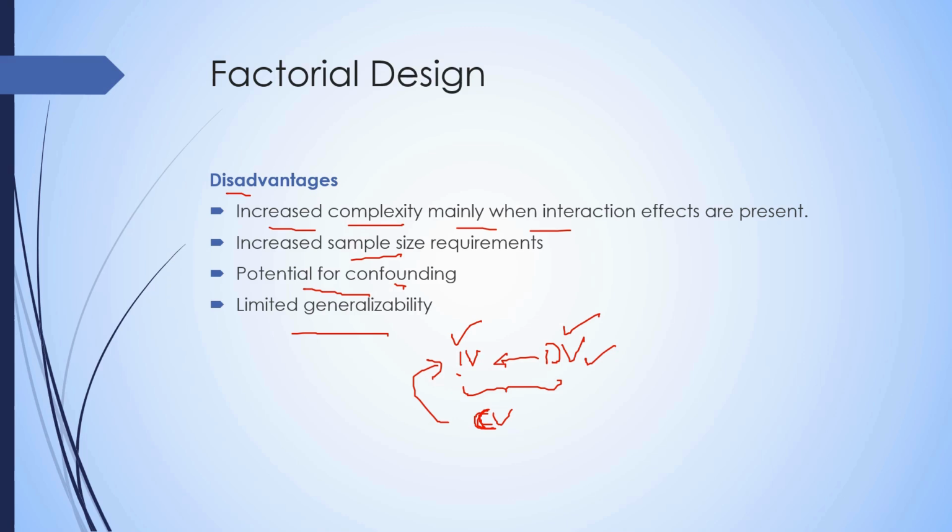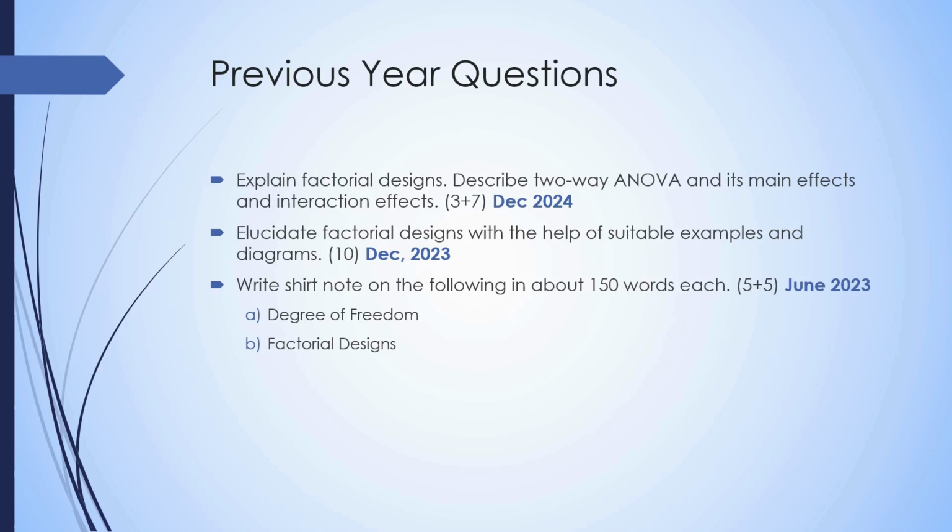Let's look at some of the questions that have come in your previous years. So the first one I have here is from December 2024. This says explain factorial designs, describe two-way ANOVA and its main effects and interaction effects. So this we have already discussed. So you have to explain what are factorial designs, and then you have to describe two-way ANOVA, main effects and interaction effects. Under interaction effects, it's a 7 marks question. So you have to tell about the parallel, the additive and the crossover. You have to draw the graphs also.